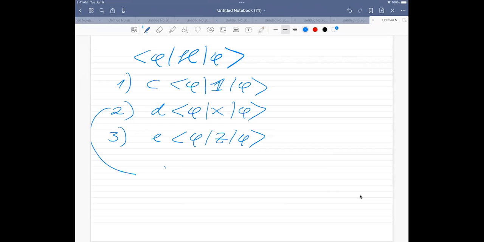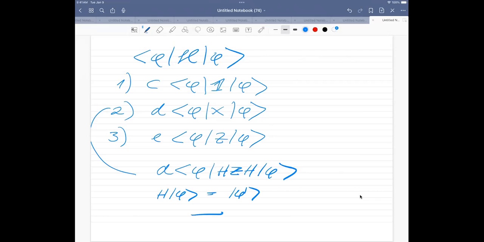So what we would have to do is replace X with a Hadamard gate times Z times H times phi. Now you can look at this as us acting on H multiplied with phi, so we could call this phi prime. That means we could have an initial state phi, and then we act on this with a Hadamard gate, and we get a new state phi prime.